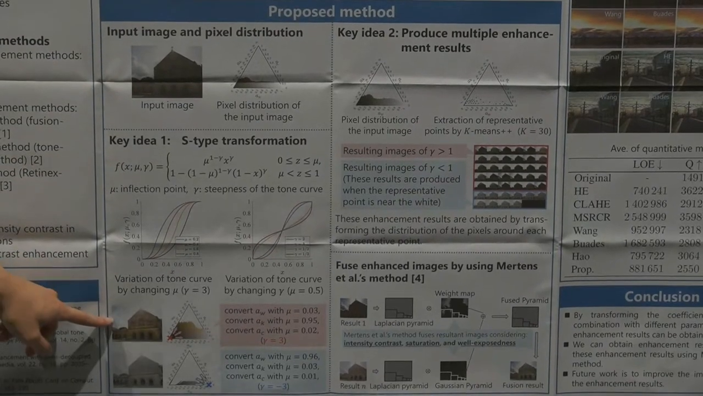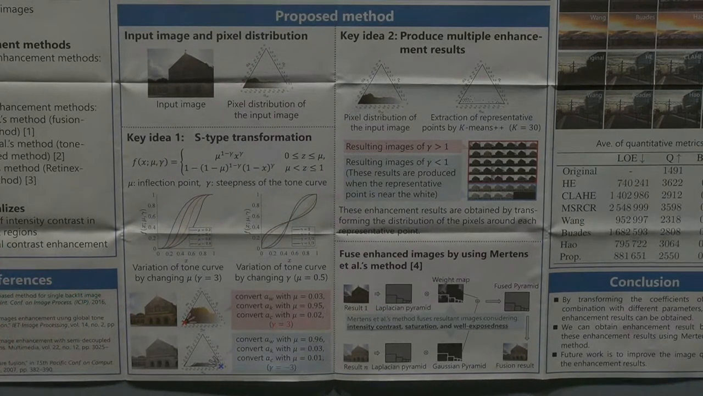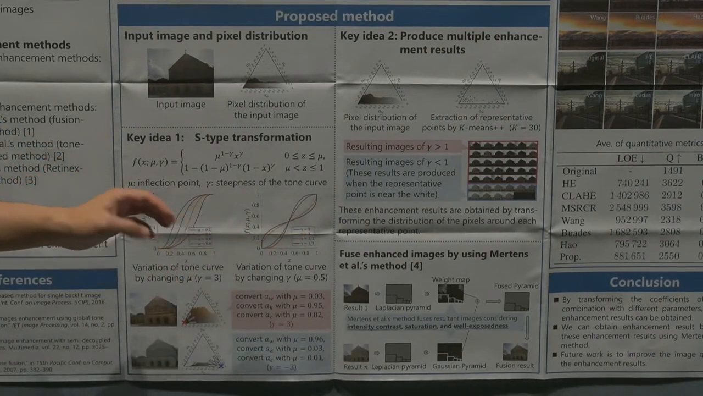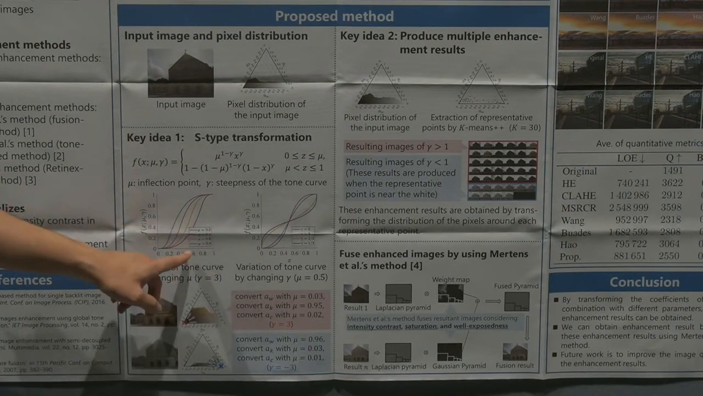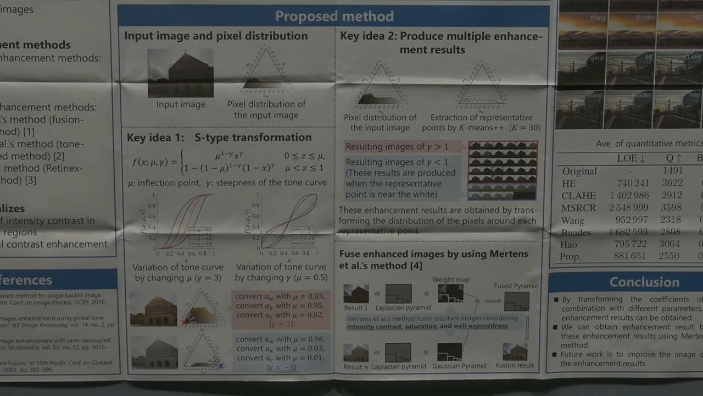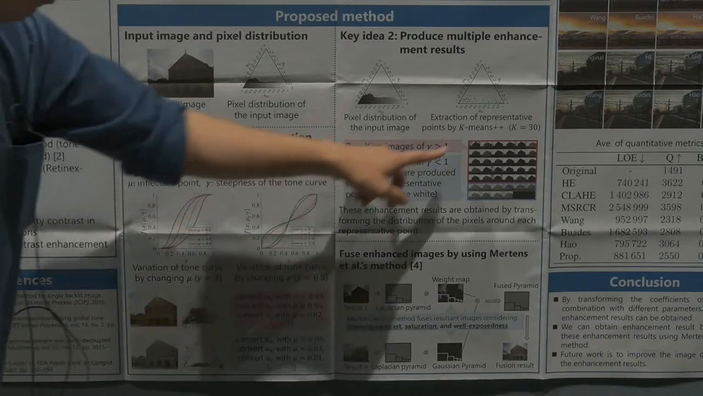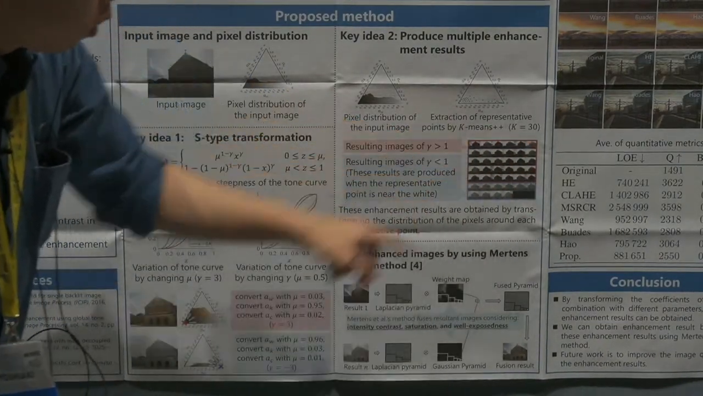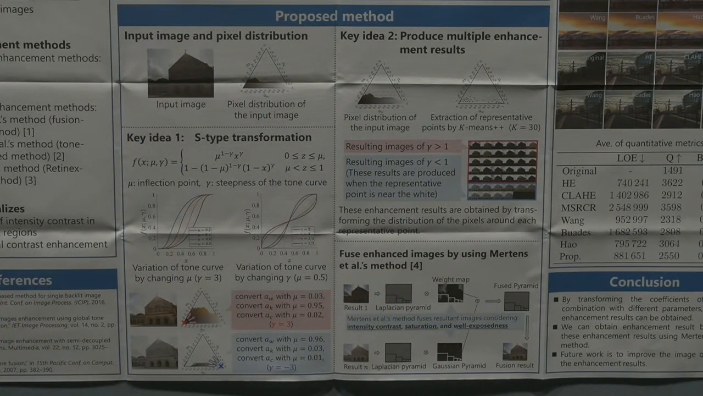So we compare these images. The output image becomes very bright and colorful. Furthermore, by applying other parameters, the image becomes very, very bright. By changing the parameters of the curve, we generate many types of images like that. Finally, our method fuses these images, and we can generate bright, colorful images with very good visibility.